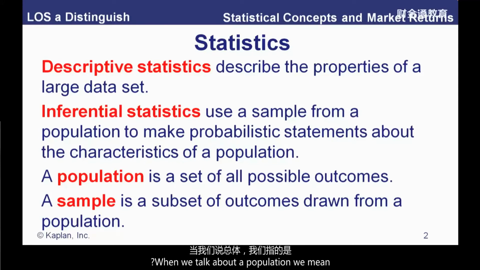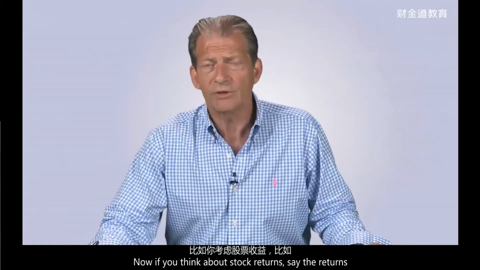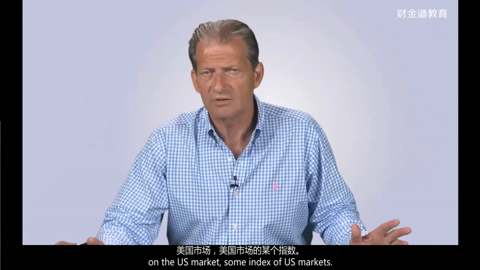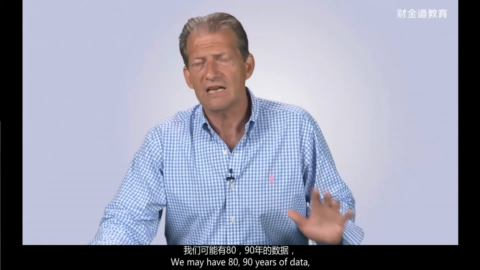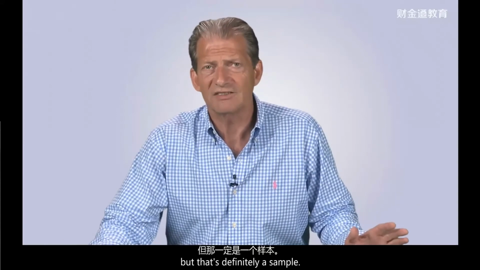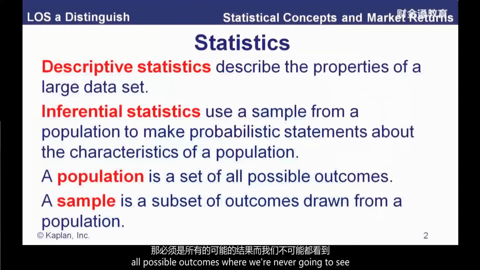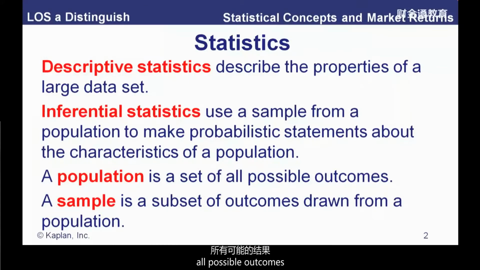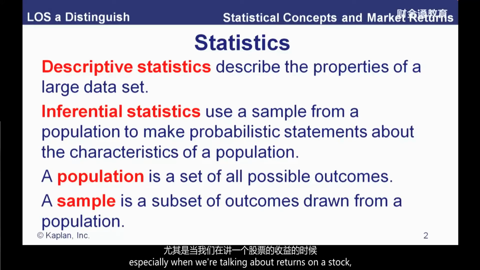When we talk about a population, we mean the set of all possible outcomes of a random variable. And a sample is a subset of the outcomes. Now, if you think about stock returns, say the returns on some index of U.S. markets, we may have 80, 90 years of data, but that's definitely a sample. Because remember, a population is all possible outcomes. Well, we're never going to see all possible outcomes. We're always going to see a sample. So as we go through this, remember, most often we're dealing with a sample. Having a population would be an unusual situation, especially when we're talking about returns on a stock, a stock index, a bond index, anything like this.